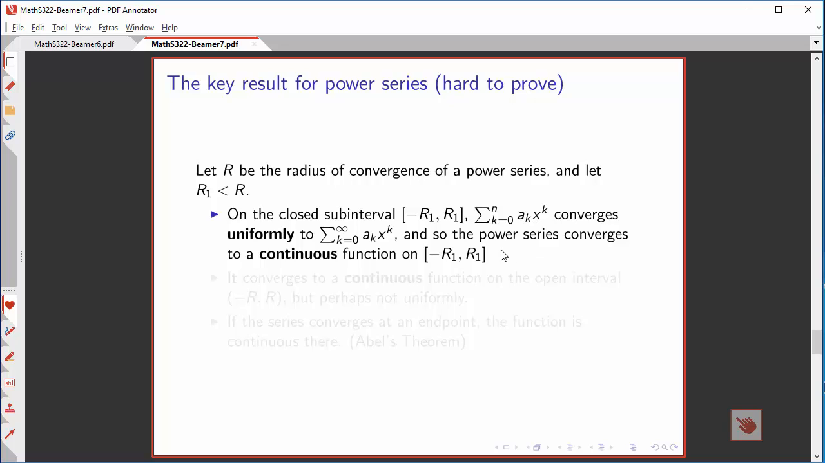function. So you've got this interval going from minus R to R. If you take a subinterval that goes only from minus R1 to R1, the power series converges to a continuous function on that subinterval. What about the full interval from minus R to R? Well, you already know that the power series may fail to converge at one or both of the endpoints, so we'll only look at the open interval. In this case, we can prove that it converges to a continuous function, but the convergence is not necessarily uniform.